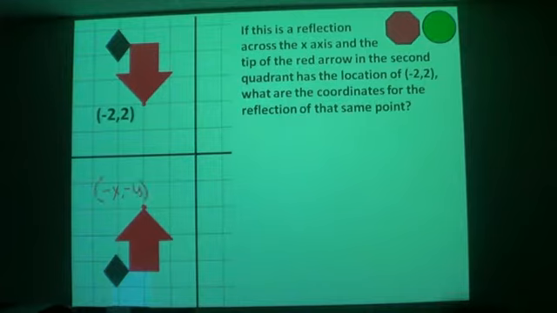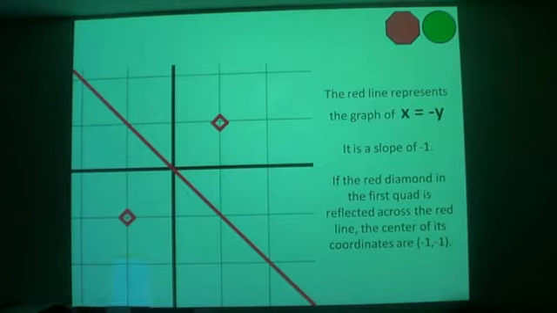So x is -2, y is -2. So in this case, the answer is -2, 2. The red line represents the graph of x equals negative y. It has a slope of negative 1. If the red diamond in the first quadrant is reflected across the red line, the center of its coordinates are negative 1, negative 1.